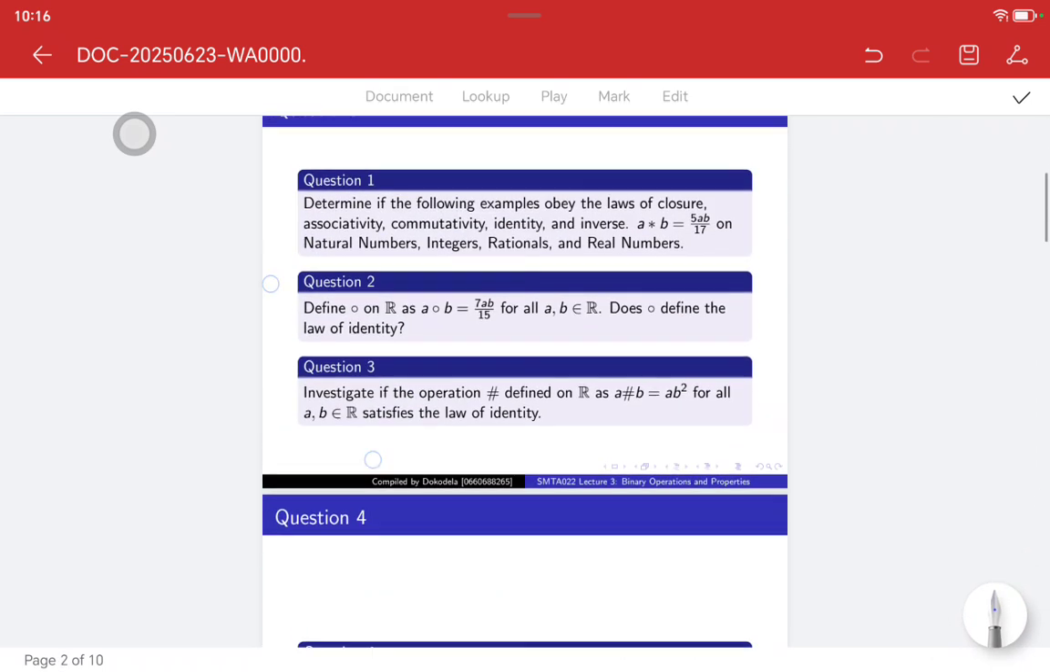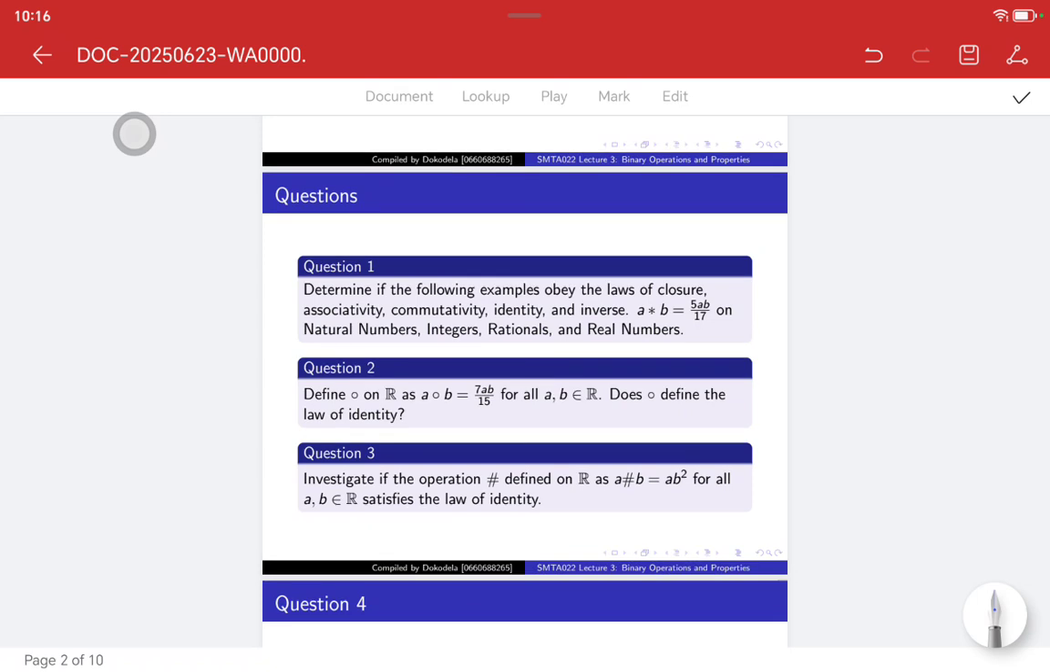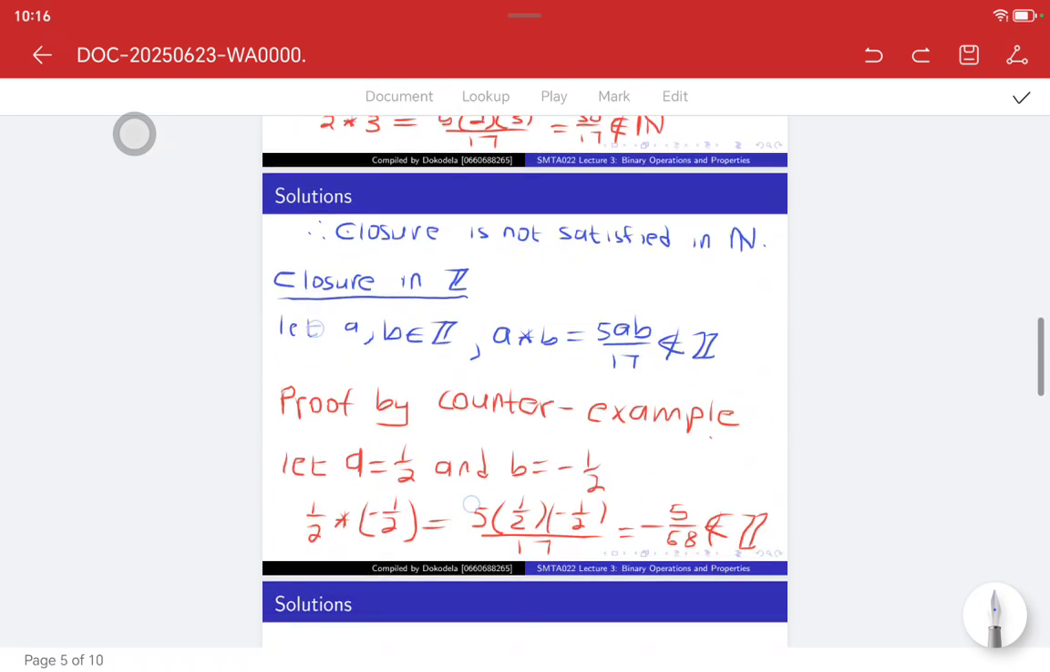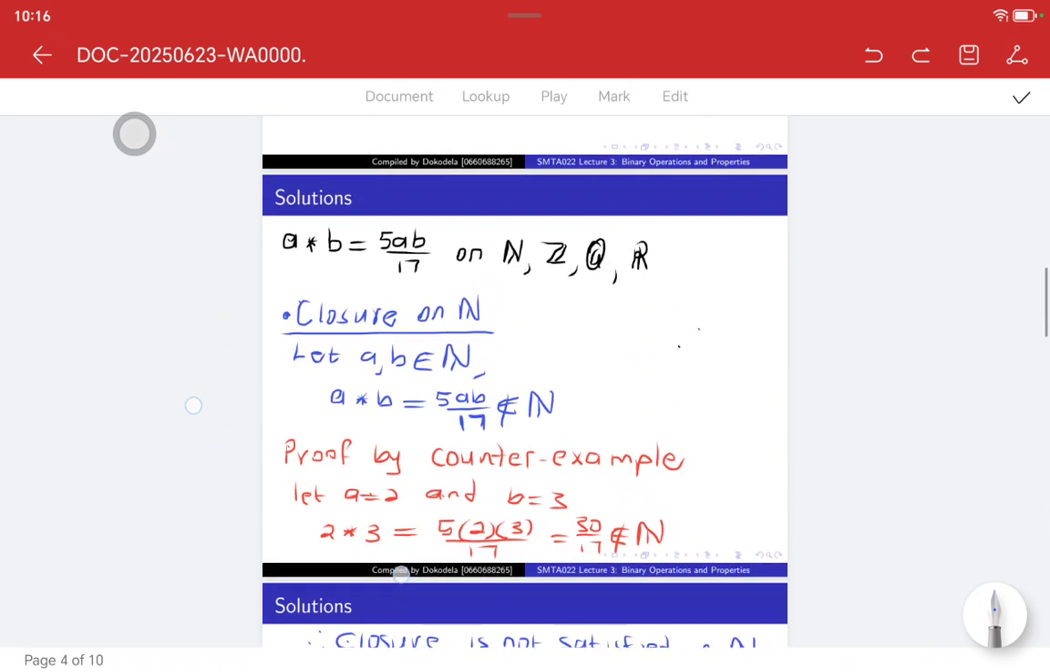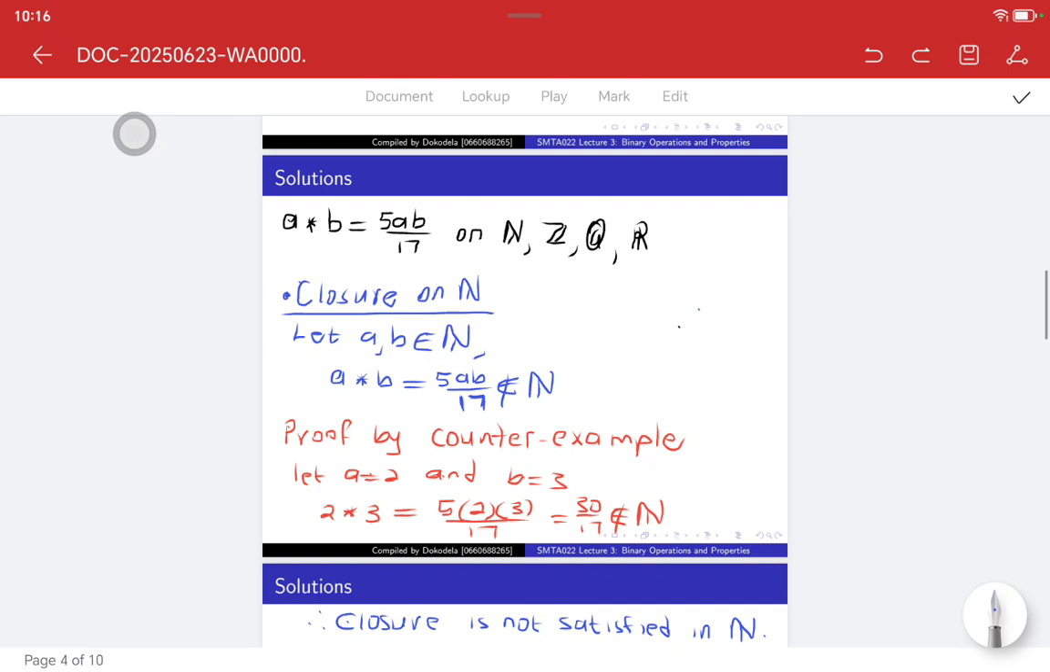They said we must check if these laws are satisfied: closure, the laws of closure, associativity, commutativity, identity, inverse. So here's the thing, right? The idea is not to check them all one by one. Let me explain what I was doing.